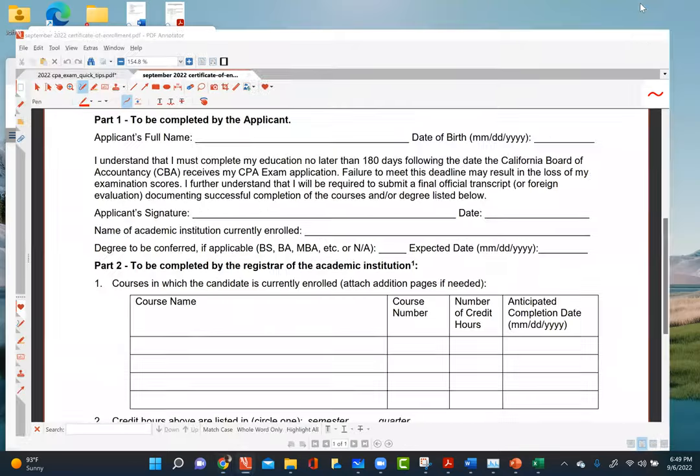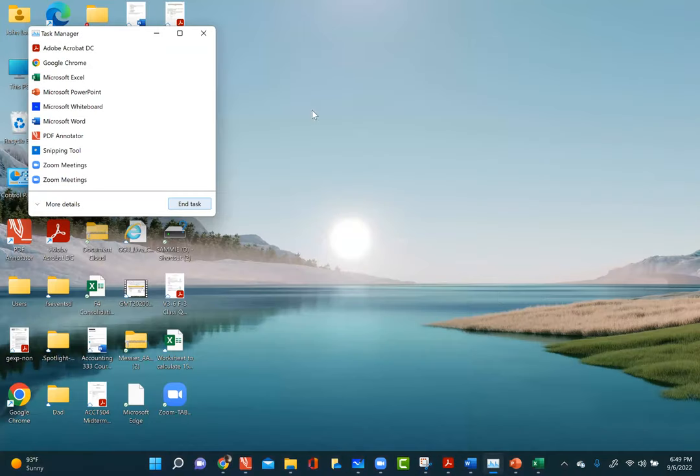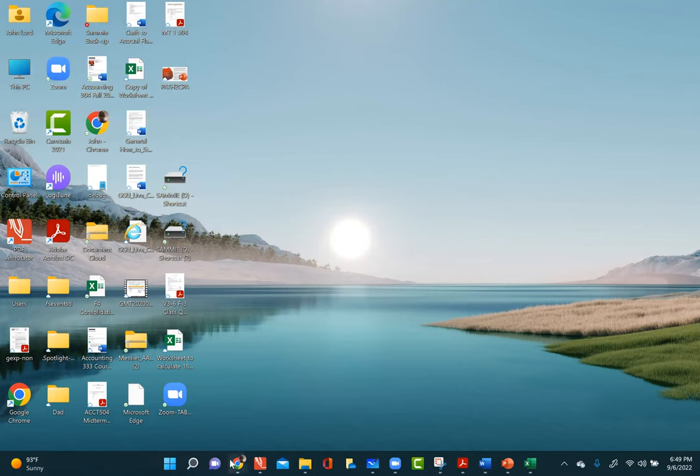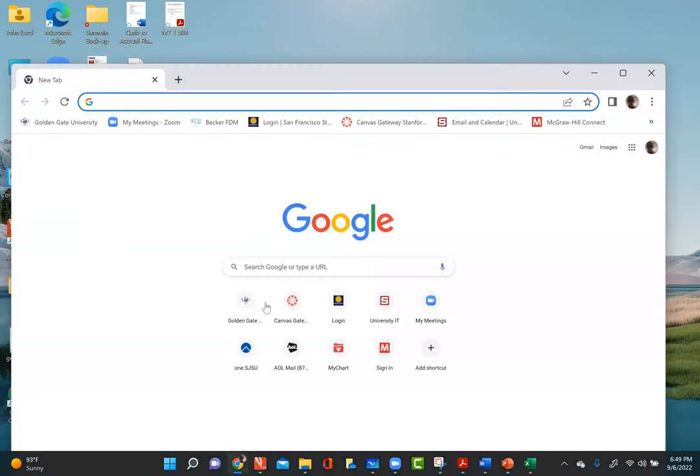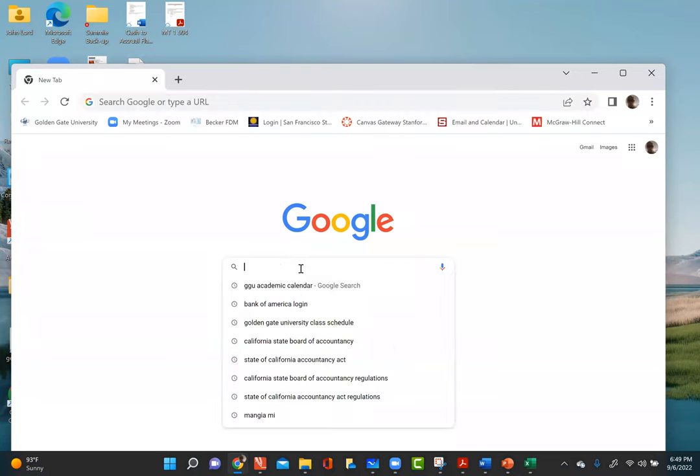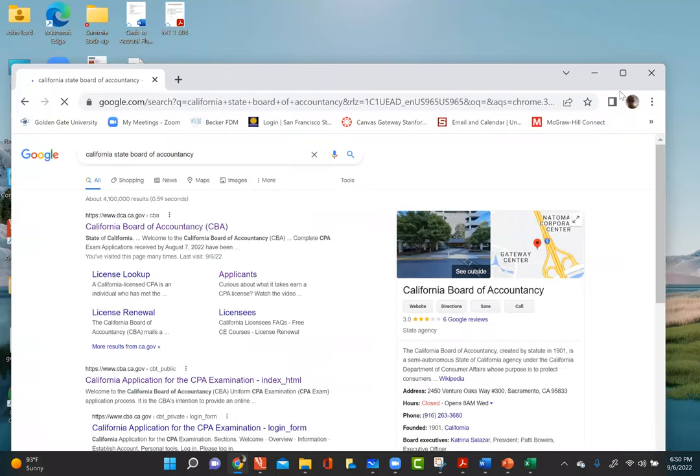Got so many windows open here. And I'm just going to open up another Google window. My wife's put on display here, but let's take a look and you can see how boring I am. Everything's about the CPA exam.